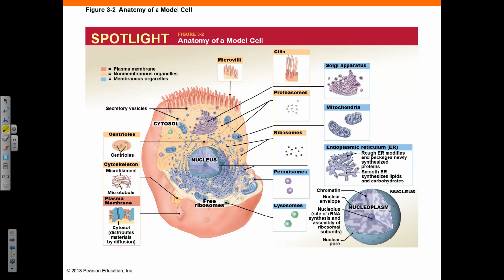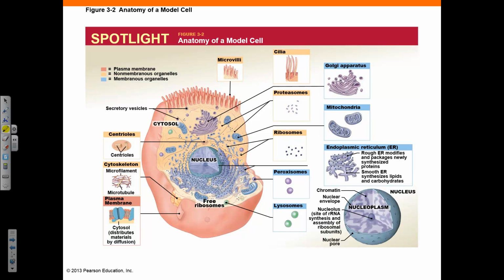The organelles are broken down into two main groups, the non-membranous organelles and the membranous organelles. The non-membranous organelles include the centrioles, the cytoskeleton, the microvilli, cilia, proteasomes, and ribosomes. The membranous organelles include peroxisomes, lysosomes, the Golgi apparatus, mitochondria, and the endoplasmic reticulum. Let's take a look at some of these organelles.